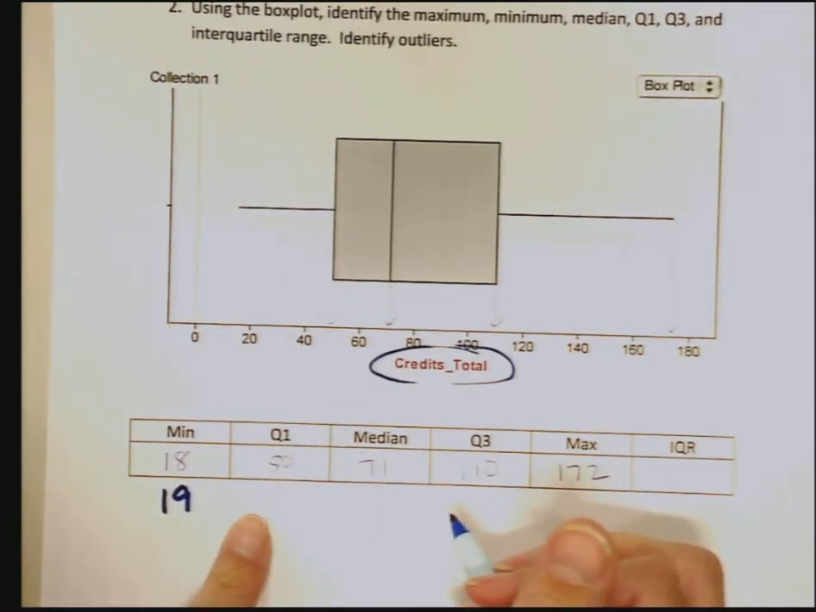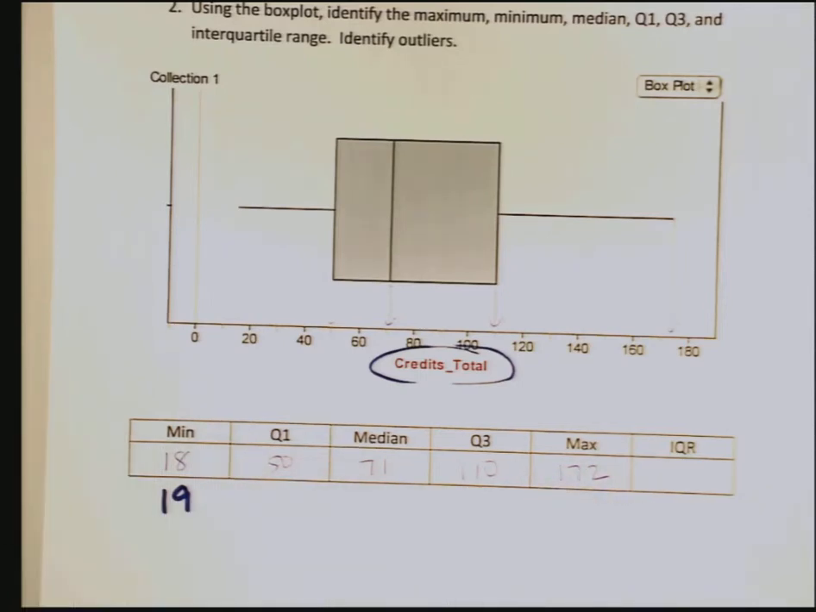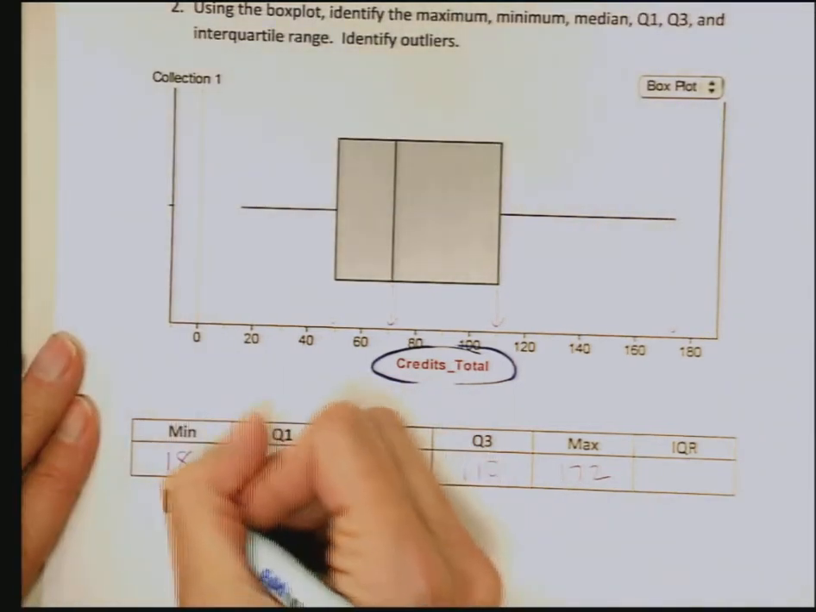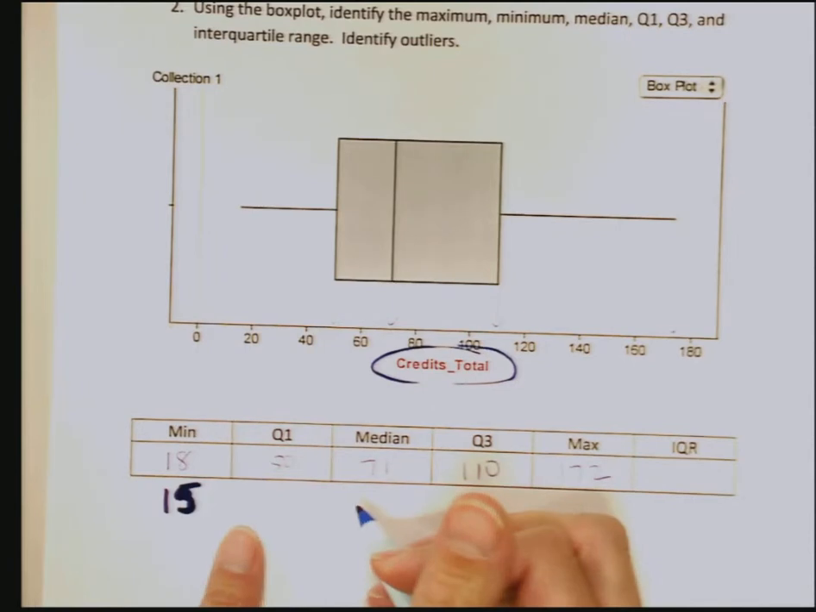Oh wait, let's see, that's the wrong list. How would I put it? I'll find it. Oh, here it is. Okay, the actual minimum was 15.